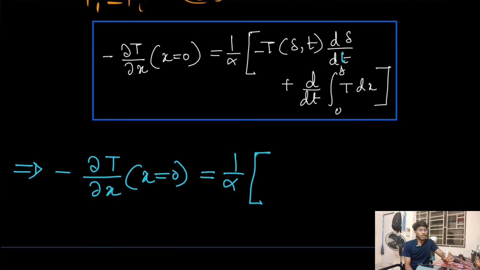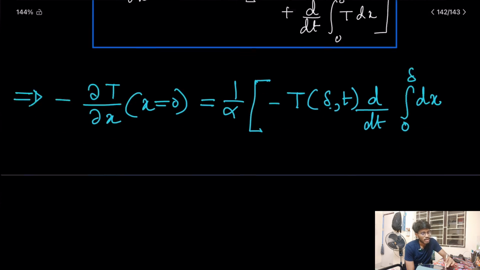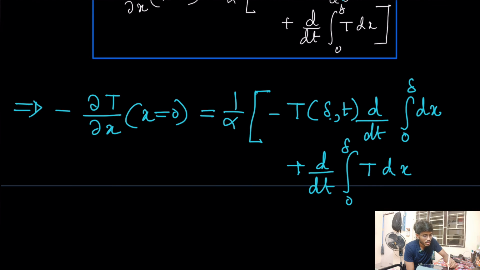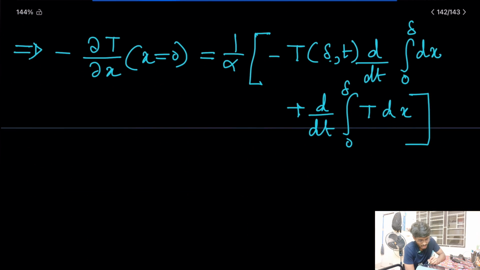See what I can write for this. Okay, so this is T at delta, right? Obviously at any t. Now I can write this delta as 0 to delta dx. I can write it, right? And then I can write this as d/dt, 0 to delta, T dx. Okay, I can write this.